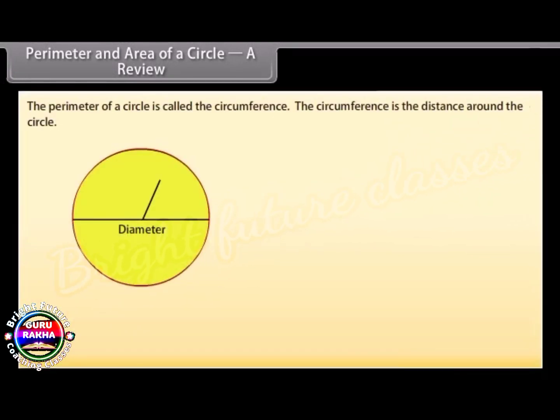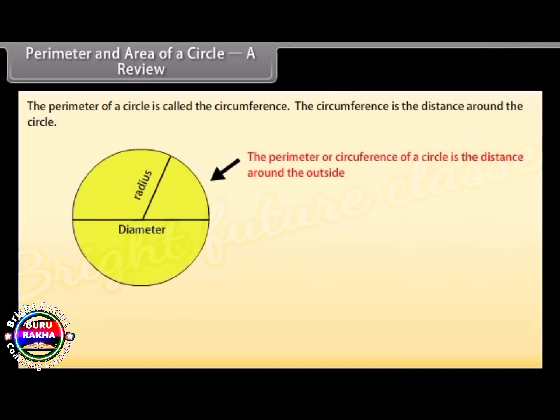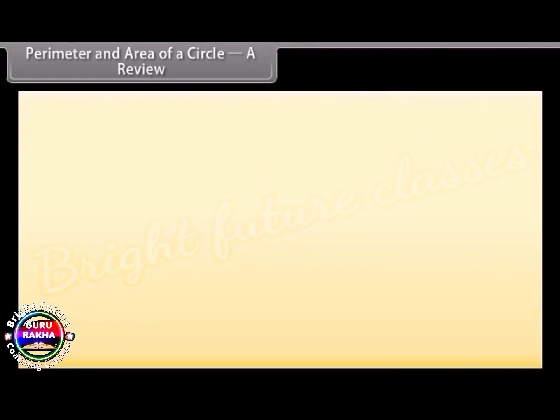A review. The perimeter of a circle is called the circumference. The circumference is the distance around the circle. The ratio of circumference with its diameter is constant. The constant ratio is denoted by pi, or circumference which is equal to pi into diameter, which is equal to pi into 2r, where r is the radius of the circle, which equals 2 pi r.